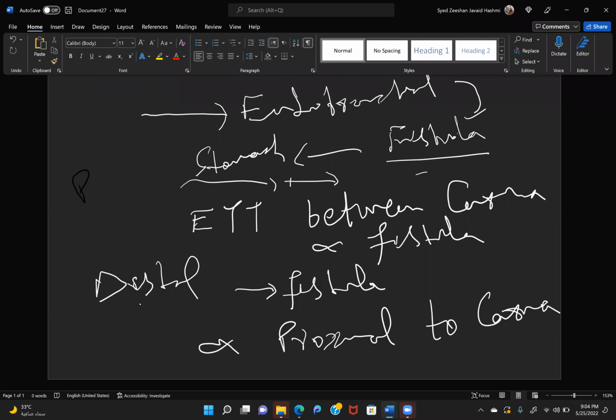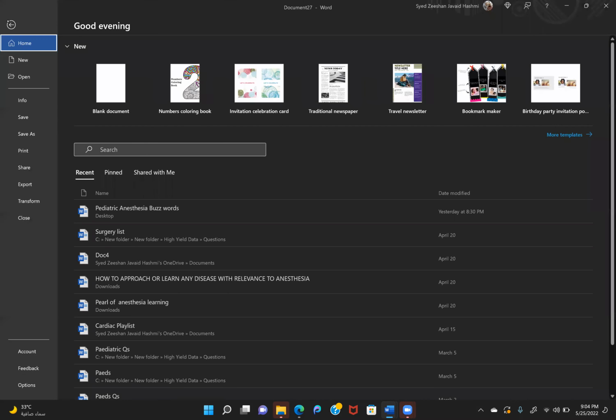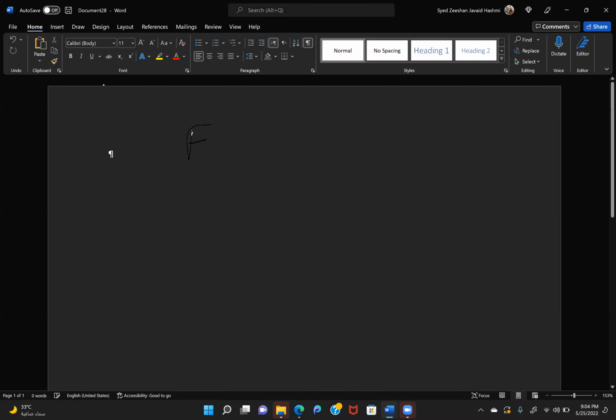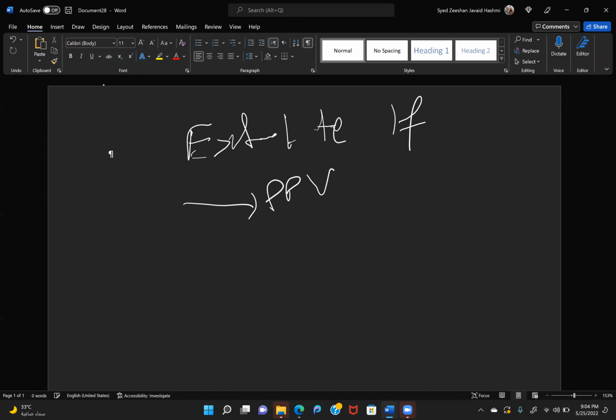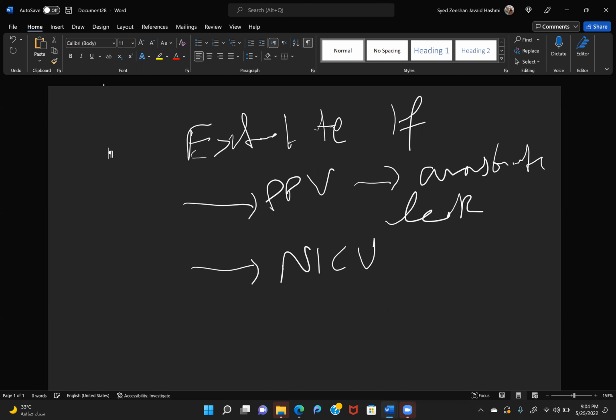Again, avoid positive pressure ventilation until you have fixed the tube. After you have fixed the tube, then you can do it. Even in these patients, it is preferable to extubate if there is no other contraindication, because if you do positive pressure ventilation, there are chances of anastomotic leak. So it is better for post-operative care in NICU, of course. It is better to extubate early if extubation conditions are there.